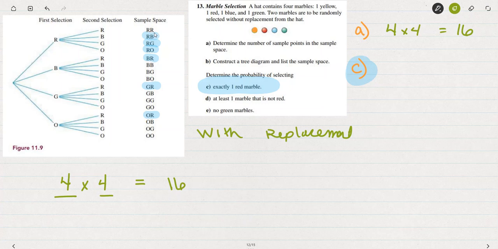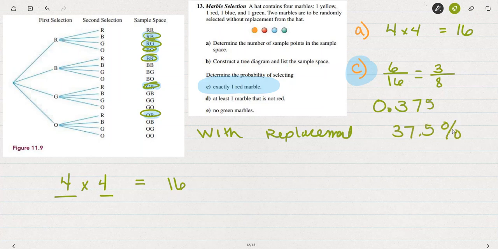And what's the probability that we get exactly 1 red marble? If we count up everything that includes exactly 1 red, there's 1, 2, 3, 4, 5, 6 out of the 16. I can reduce the 6 and the 16 by 2. 2 goes into 6 3 times. 2 goes into 16 8 times. And if I divide 3 by 8, I get 0.375, or 37.5%. There's a 37.5% chance that we get exactly 1 red marble.